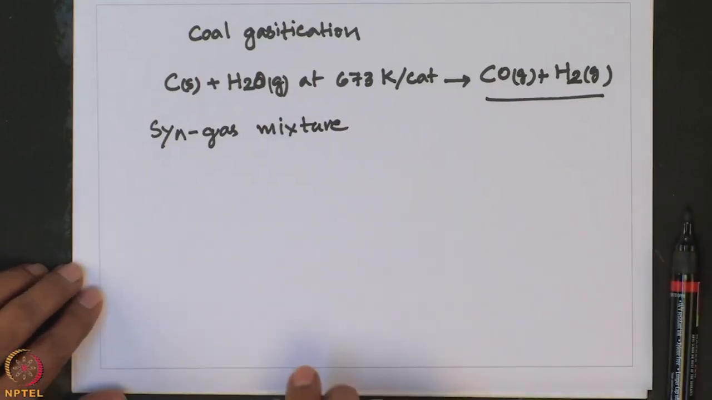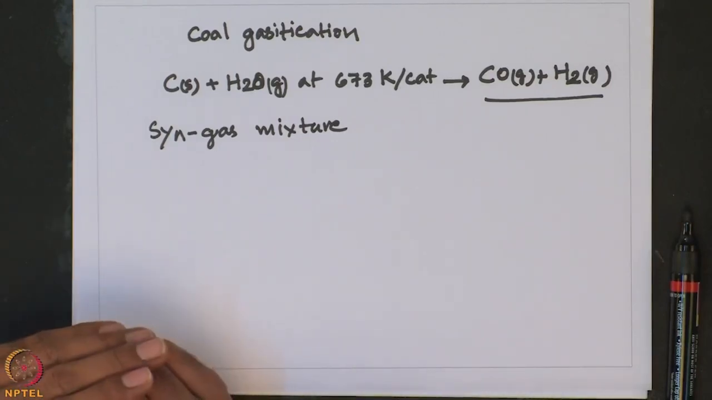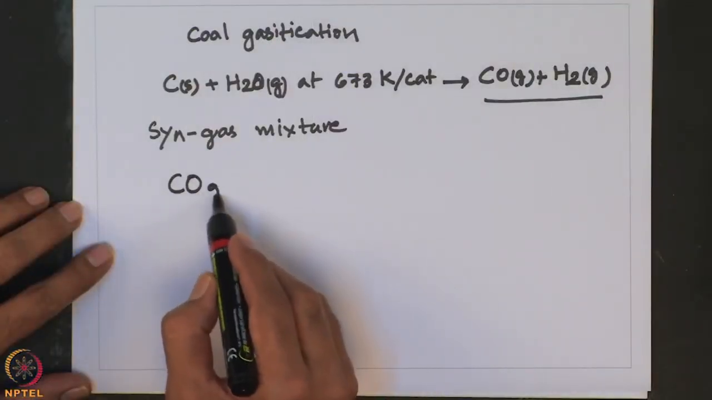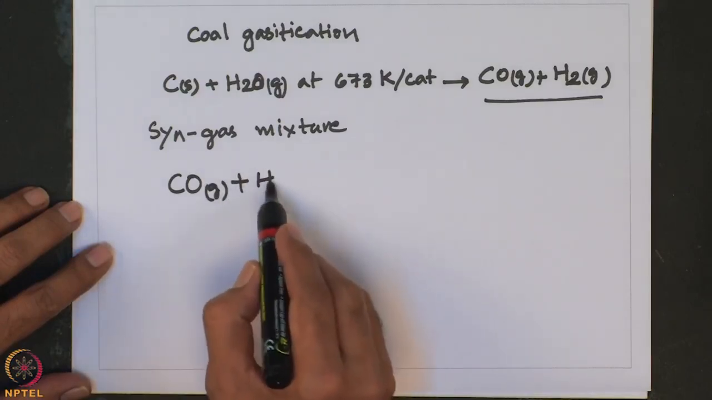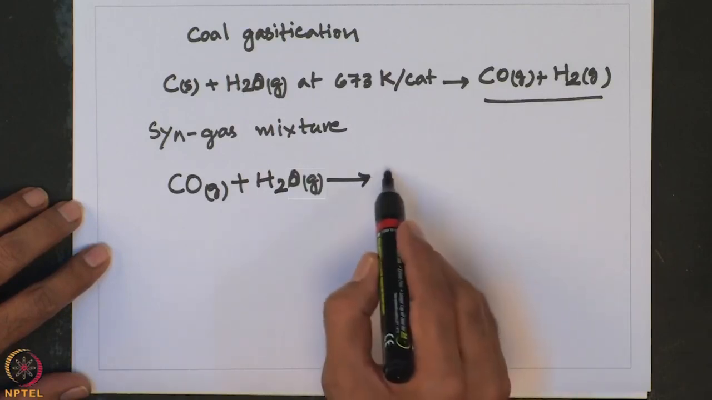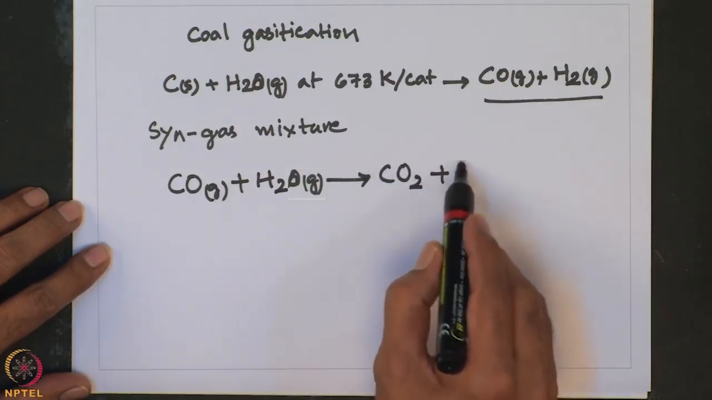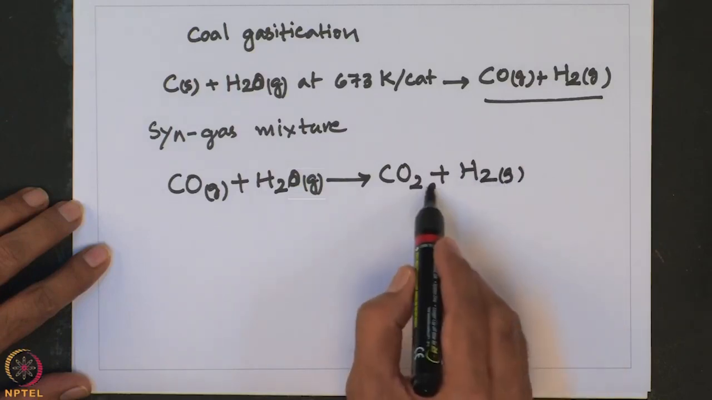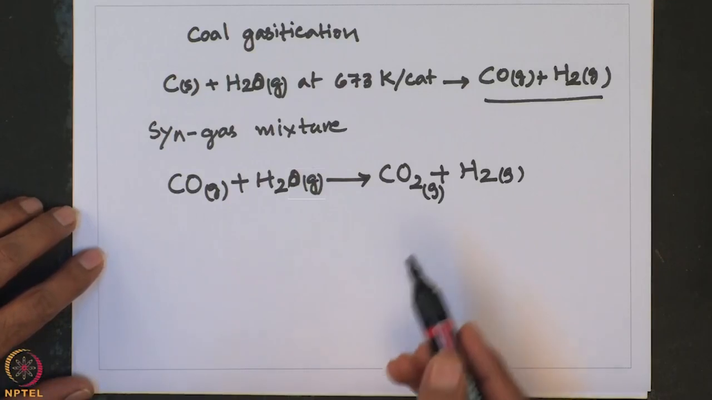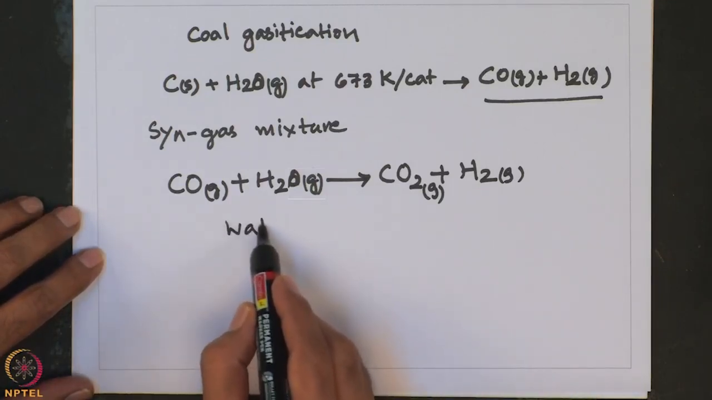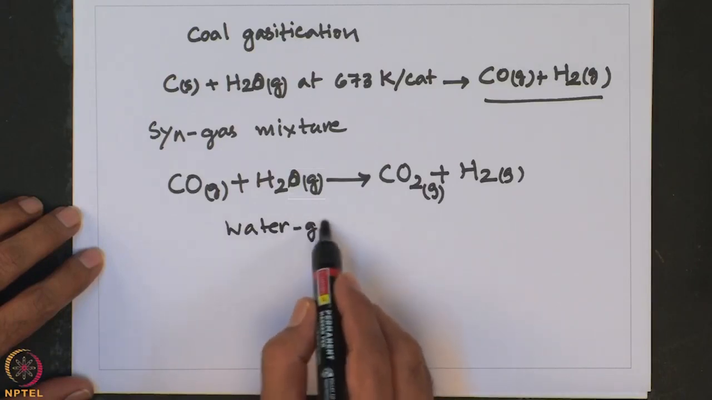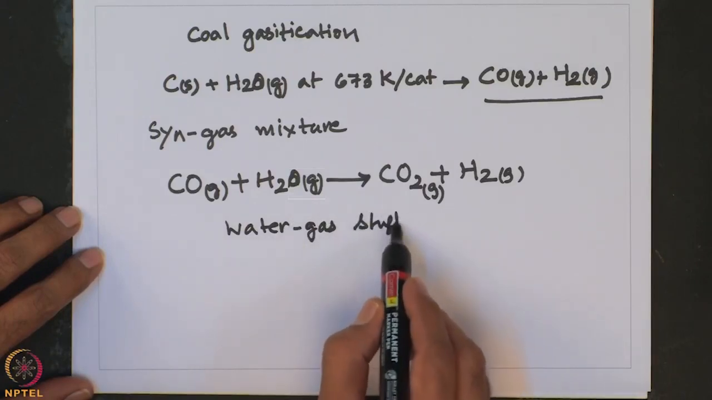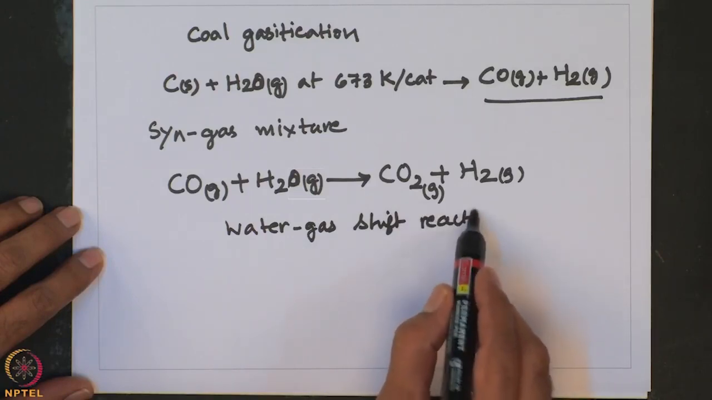So this syngas mixture, okay, with steam using iron chromate at 673 Kelvin essentially gives CO2 and H2. For example, you consider this CO gas or syngas, a mixture of, you get CO2 plus H2. This reaction is essentially called water gas shift reaction.